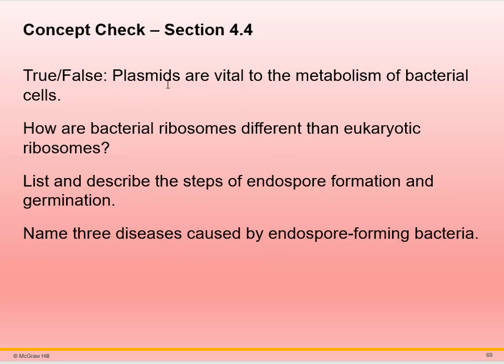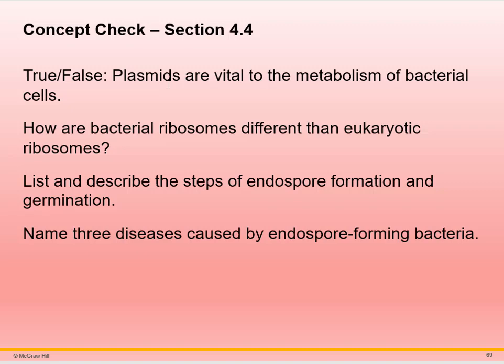So plasmids are vital to metabolism of bacterial cells. That is false. They are not required. They're kind of extra credit, you know, my extra credit analogy. So they're not vital, but they do help bacteria survive in situations where they normally would not be able to survive, because they have some beneficial trait that they give to the bacteria.